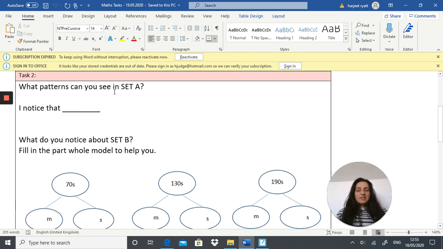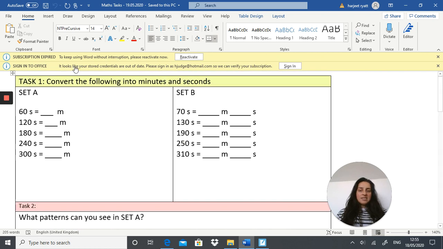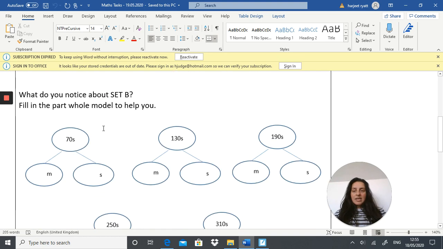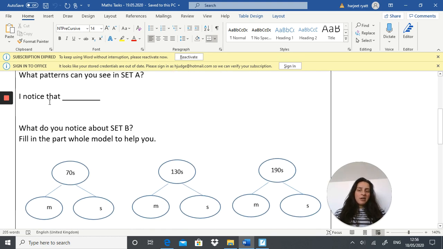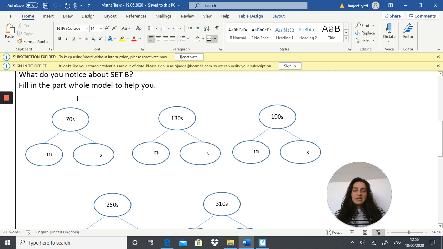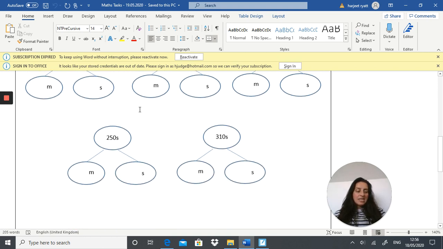Task 2 is, what patterns do you see in set A? So that's this set here. You'll see a pattern emerging, and I want you to tell me what the pattern is. So you say, I noticed that. You can tell me what you notice. And then it says, what do you notice about set B? So similar things. What are your observations? Is there a pattern? Is there anything that you think helped you complete that? And then you've got these part whole models to fill in to help you work out whether you can see any patterns.